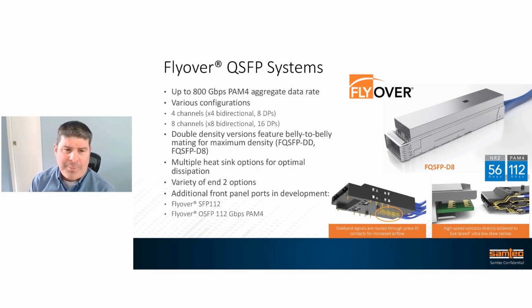For front panel applications, we have flyover QSFP systems that support 800 gigabit per second per port, up to 1.6 terabit per second per port on some of the solutions we're working on. We support industry standard MSA, QSFP, QSFP-DD, QSFP-DD800. We're working on 1600 for next generation solutions. We're also looking at flyover SFP 112, OSFP 112, and OSFP 224 for next generation AI system architectures.